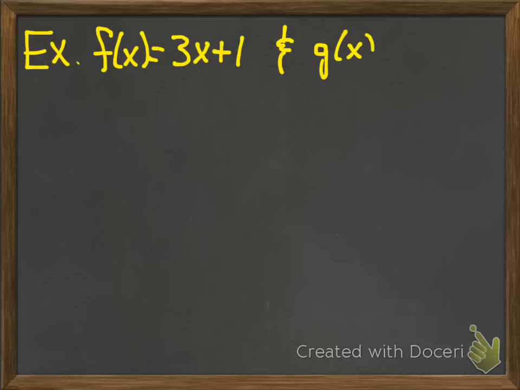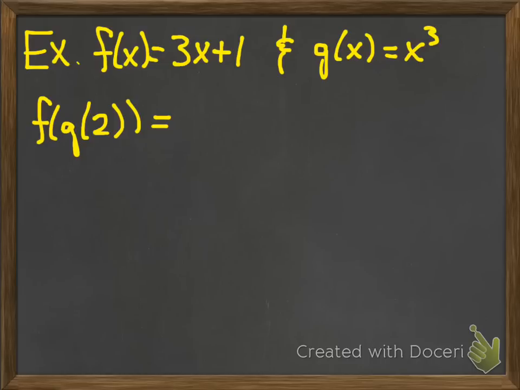Okay, so here, f of x is going to be 3x plus 1, and g of x is going to be x cubed. Let's start off with just doing numbers. So let's say find f of g of 2. What that means is I'm going to put the 2 in place of the x on the g function first. So 2 cubed is 8.